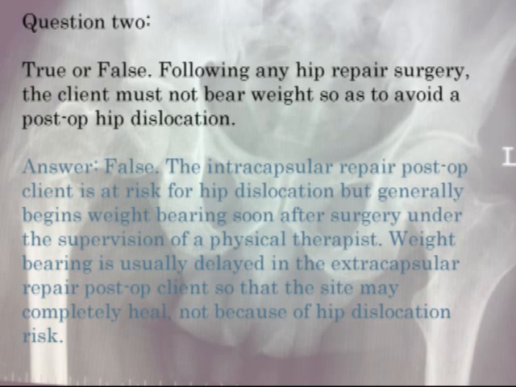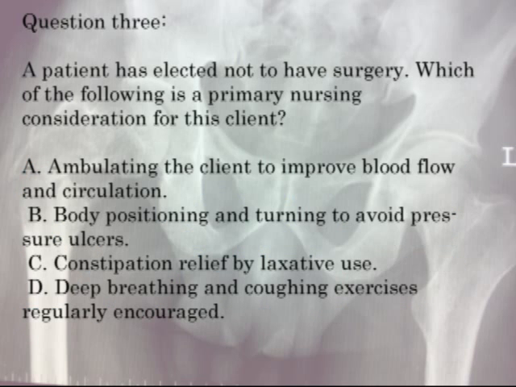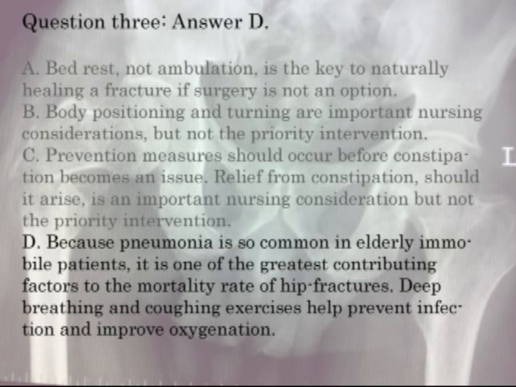A patient has elected not to have surgery. Which of the following is a primary nursing consideration for this client? Answer D. Deep breathing and coughing regularly encouraged.